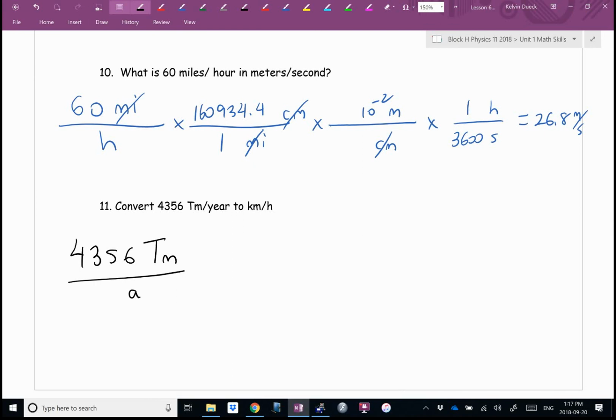Years to hours. Where is the years right now? On the bottom. So where's going to go my conversion factor? If I want it to cancel, where's going to go my conversion factor? Yeah. Do we have a conversion factor for years and hours kicking around somewhere? That would sure be convenient if we did. We do. What was that? 1 year is how many hours?